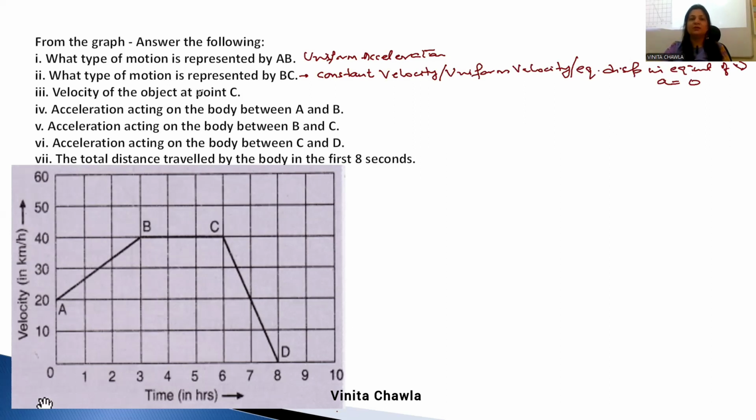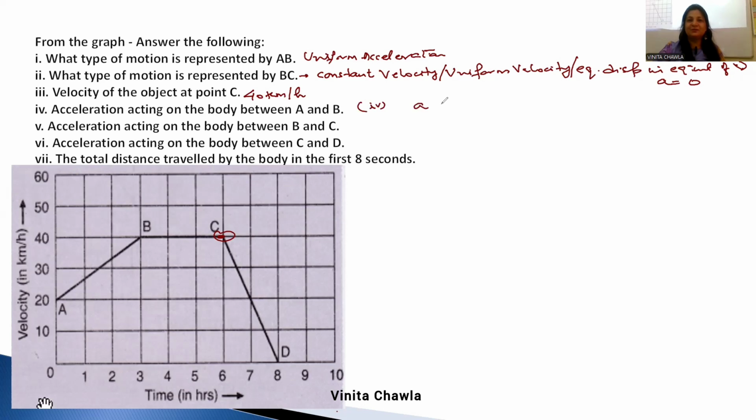Yes. Third question. Velocity of the object at point C. What is the velocity of the object at point C? It's 40 kilometer per hour. Next, acceleration acting on the body between A and B. Can you find the acceleration between A and B?